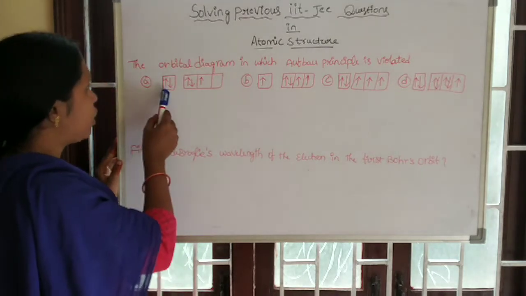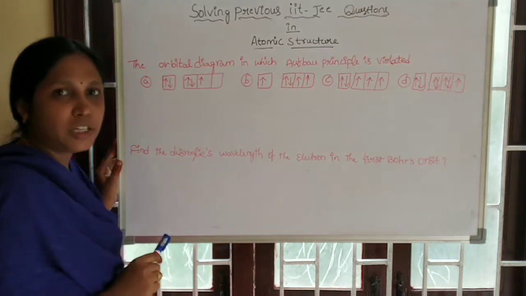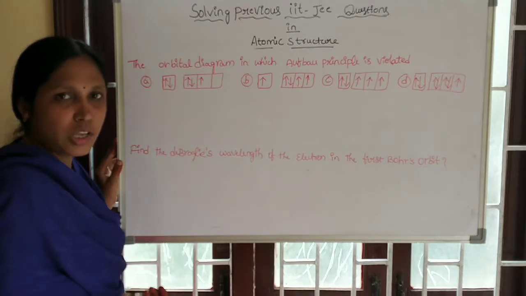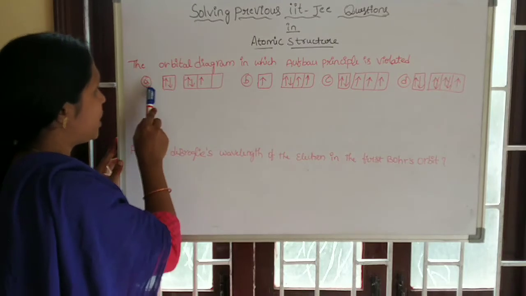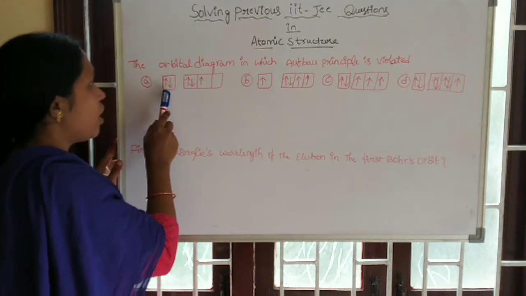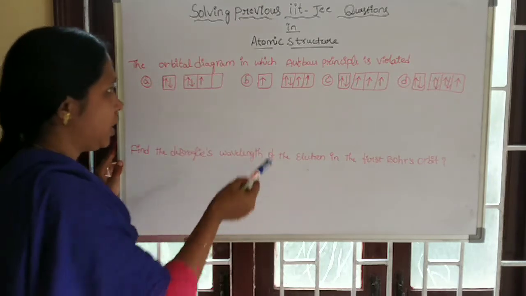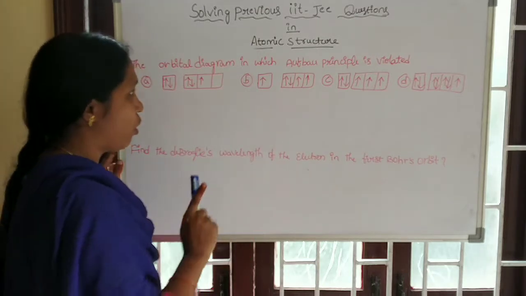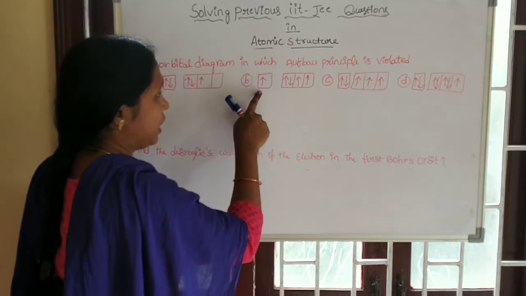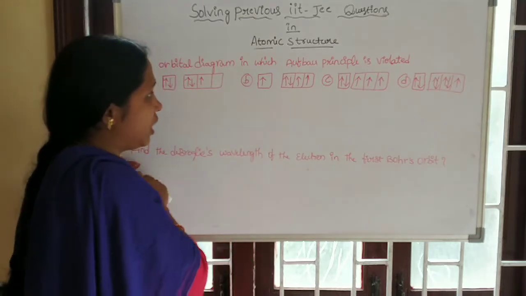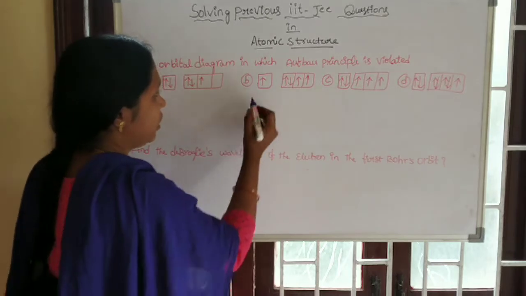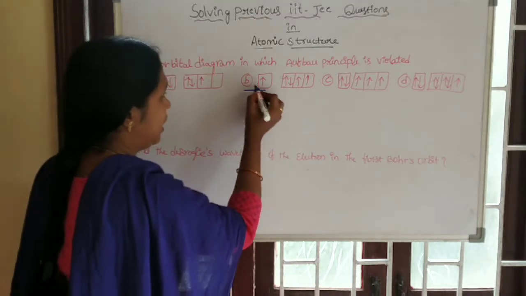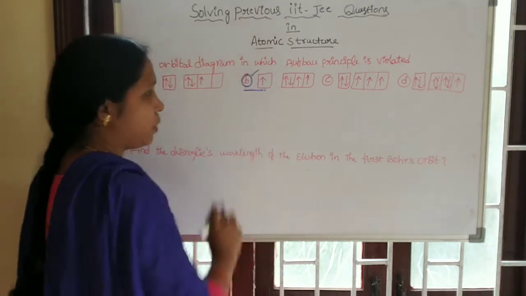See option A, electrons in the s orbital. The maximum number of electrons accommodated in the s orbital is 2, and in the p orbital it is 6. Here, in option A, the s orbital is first filled with 2 electrons, and after that the electron enters the p orbital. In option B, the s orbital is filled with only 1 electron, and after that the electron enters the p orbital. Here complete filling of the s orbital does not take place. So which one violates the Aufbau principle?